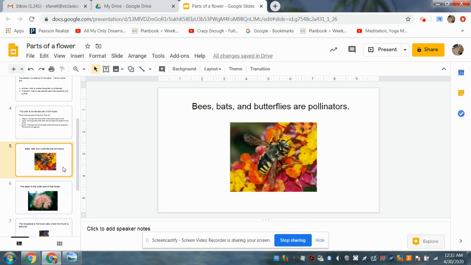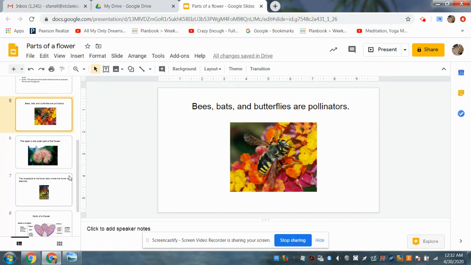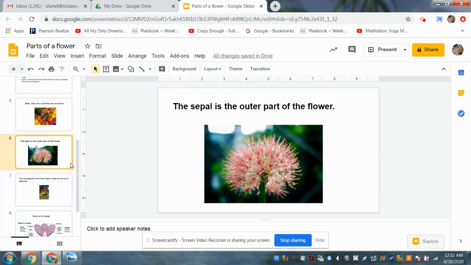Bees, bats, and butterflies are pollinators. They are pollinators because they help the pollen travel from flower to flower. The sepal is the outer part of the flower. The sepal protects the bud.